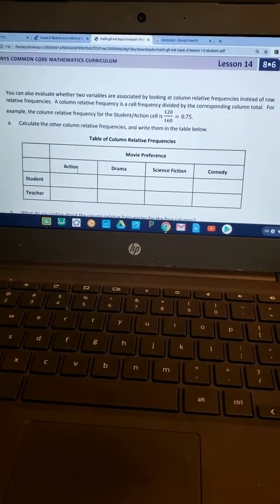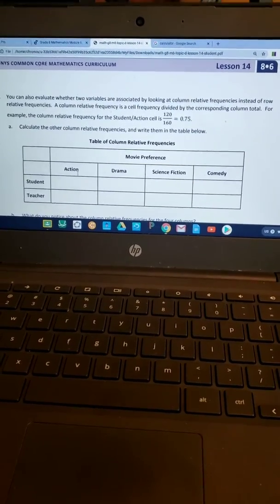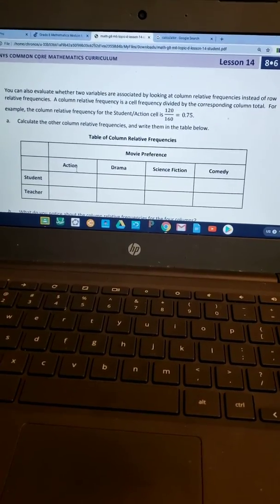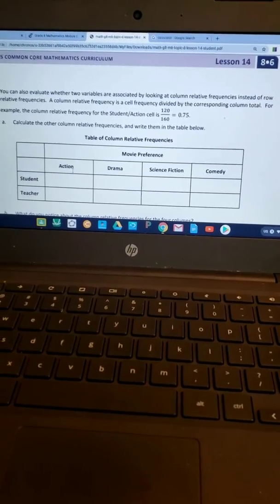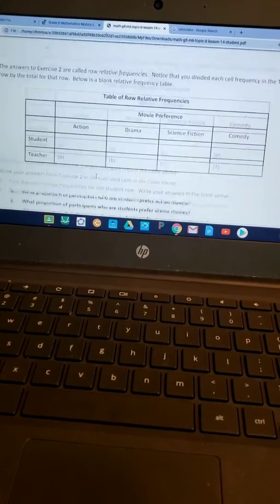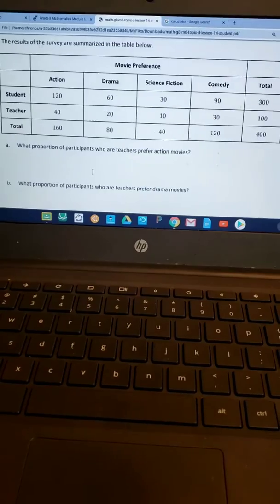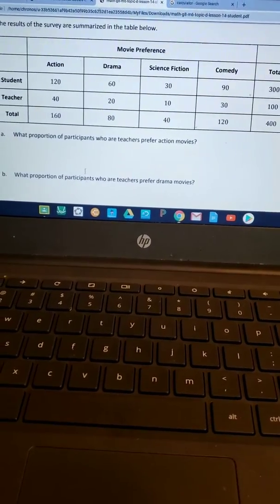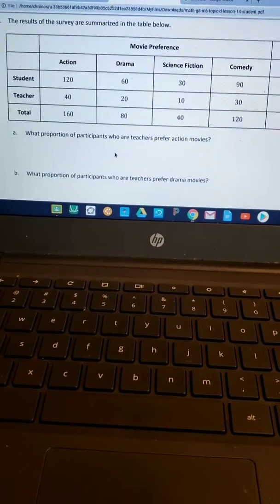So, for instance, if we wanted to look at the students in the action, okay, we'll take the number of students that like action, and they give us this one, it's 120, divided by the total in that column. So when we add that teacher and that student, I'm going to show you where they get this from. Go back up to this table here. All right, so you see the 120? Looking at that action column, we have 120 out of 160. And so those are the two numbers that they use. So that means in order to determine the teachers, we would do 40 over 160.